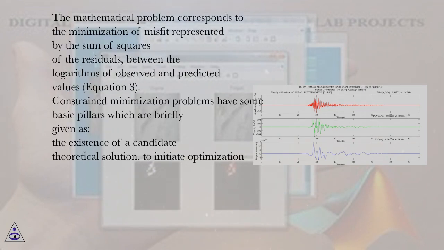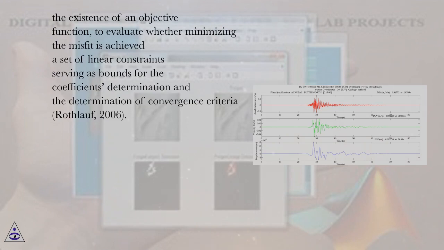The mathematical problem corresponds to the minimization of misfit, represented by the sum of squares of the residuals between the logarithms of observed and predicted values, equation 3. Constrained minimization problems have some basic pillars, which are briefly given as: the existence of a candidate theoretical solution to initiate optimization; the existence of an objective function to evaluate whether minimizing the misfit is achieved; a set of linear constraints serving as bounds for the coefficients determination; and the determination of convergence criteria, Rothloff, 2006.